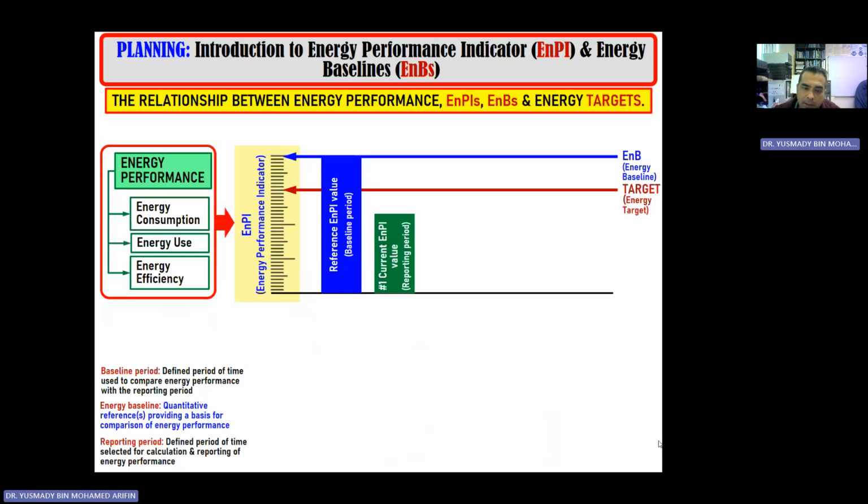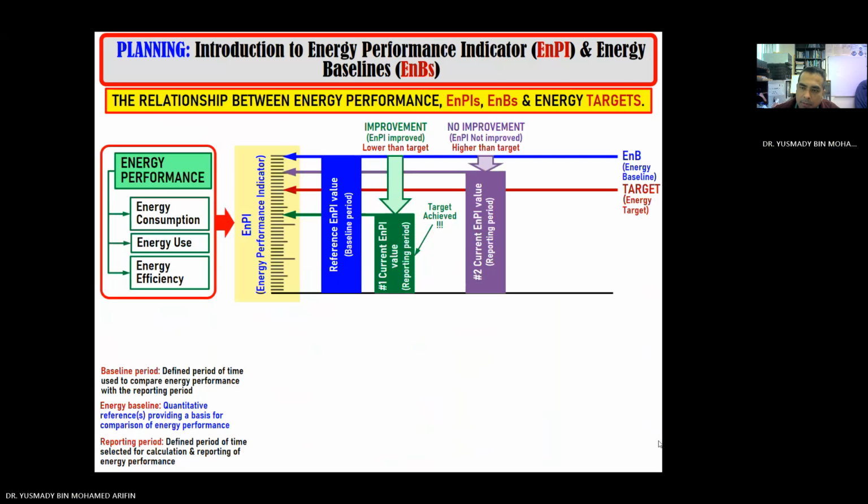The first case where we have the value of ENPI lower than the target. So we can say that for this ENPI value, that particular organization will have improvement in terms of energy consumption, where ENPI improve, where the value of ENPI lower than the target. So we consider the target of the specific organization was achieved. The second case, where the ENPI value is greater than the target, the value of ENPI is greater than energy target, but still lower than the energy baseline. So we can say that the conclusion for this case, we don't have any improvement. ENPI not improved, where the ENPI higher than the target, so the target was not achieved.